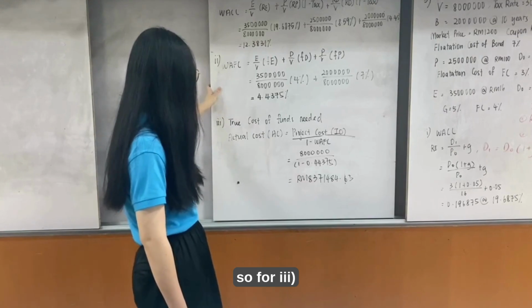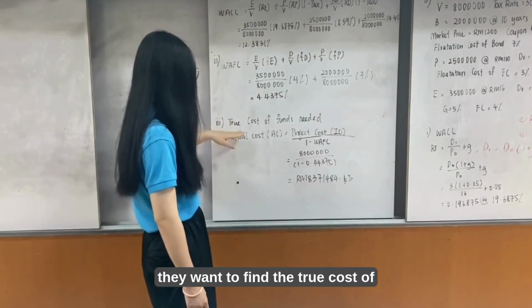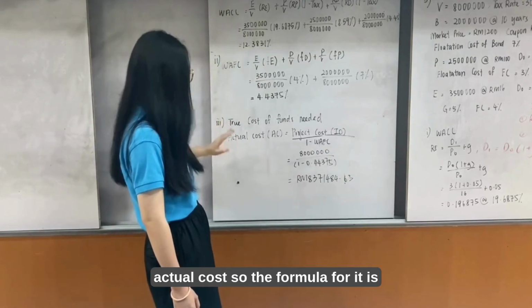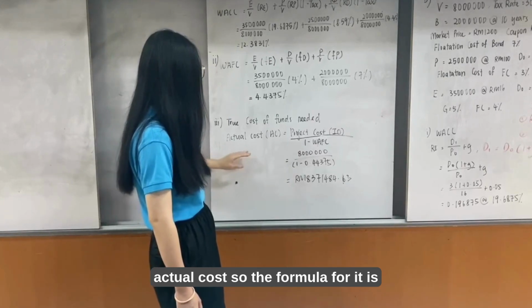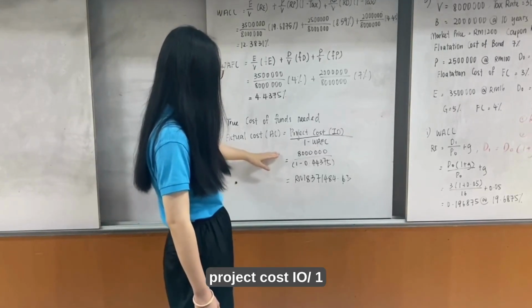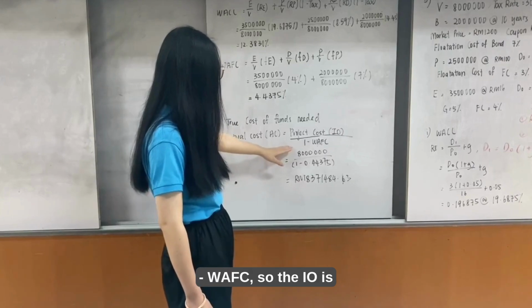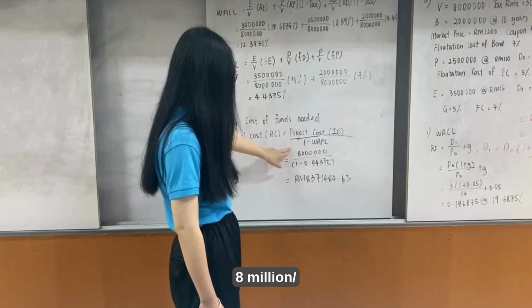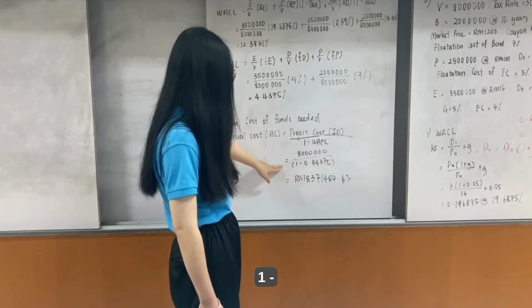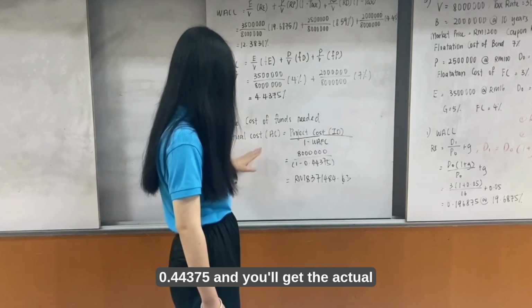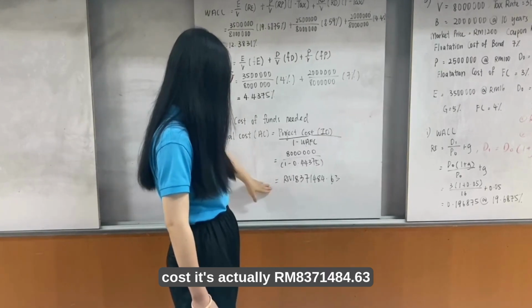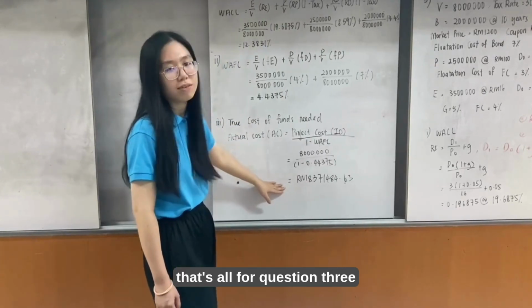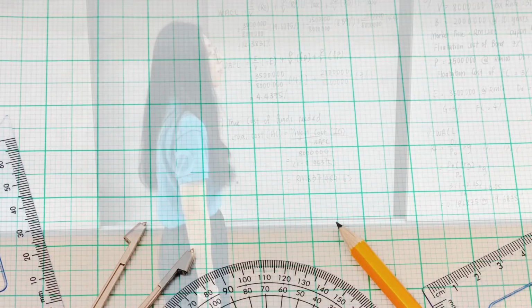So for Roman 3, they want to find the true cost of funds needed, which means we have to find the actual cost, AC. So the formula for it is project cost IO divided by 1 minus WFC. So the IO is 8 million divided by 1 minus 0.044375, and you'll get the actual cost is RM 8371484.63. That's all for question 3.